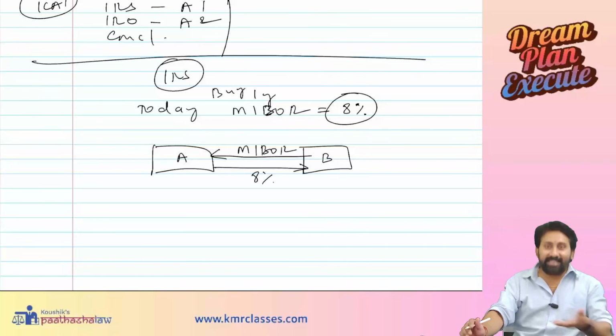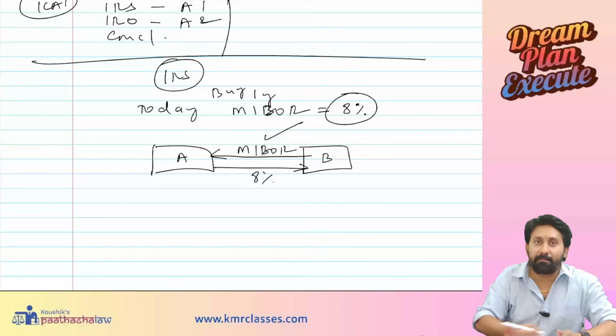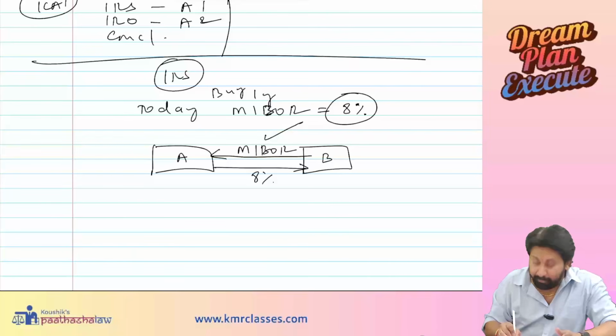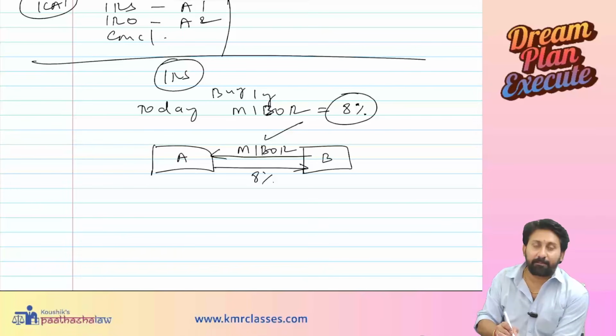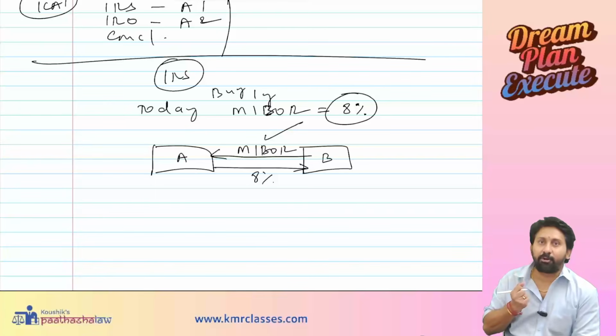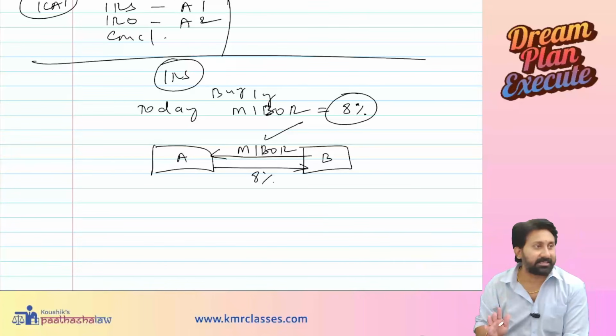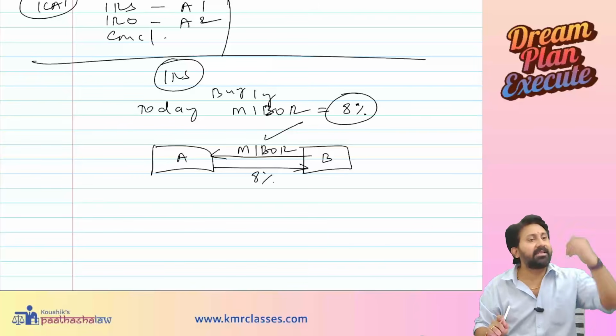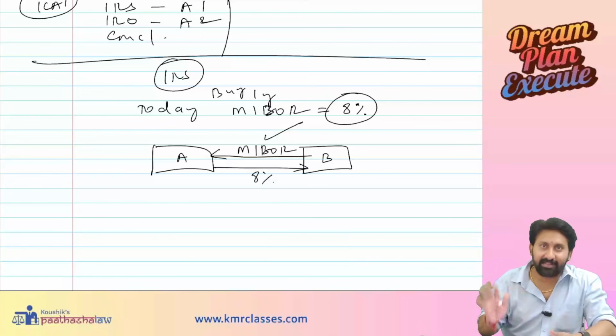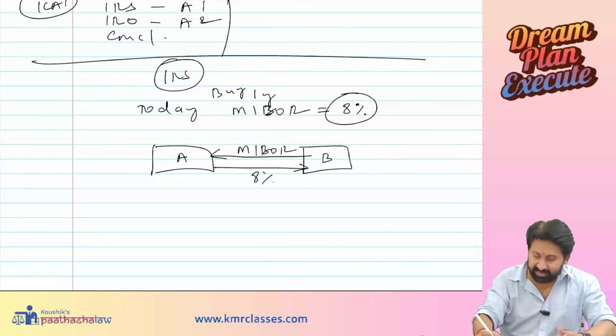How? Same. I will receive MIBOR, and I will pay 8% for that. It means I am receiving a floating rate, but for that I will not pay floating to you. I will pay only a fixed 8 percent. Even if the MIBOR is 8.8, I will pay only 8. Like that, we are going to understand. This is an interest rate swap.